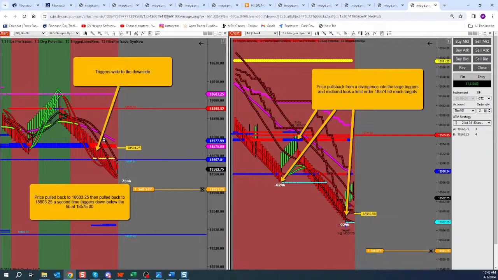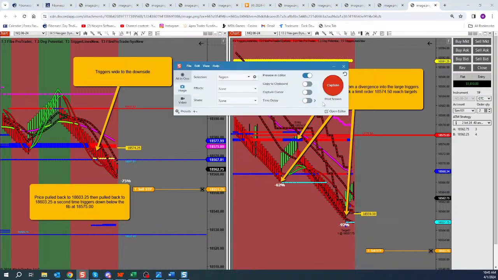50% had not. That's all it is. A 50-50 trade, Jen, means that your small triggers haven't broken. That's it. 67 is the fib in question, right? 67 is the fib in question.